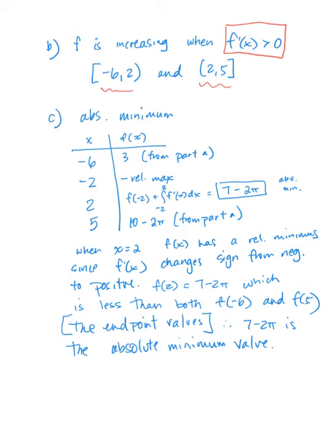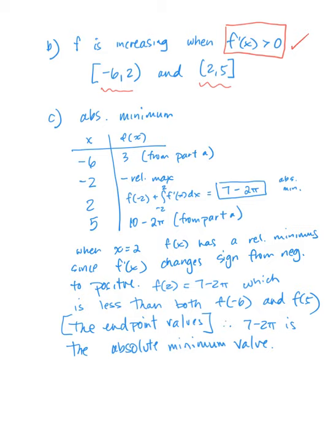All right, in part B, it's asking you on what intervals is f increasing and to justify your answer. F is going to be increasing when our derivative is greater than 0, which means that we want to be above the x-axis. That's going to happen from -6 to 2 and 2 to 5. These are closed intervals on the endpoints because our function is differentiable on that closed interval.